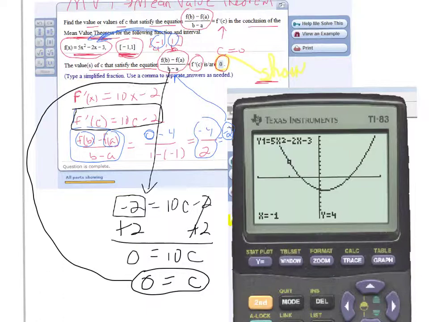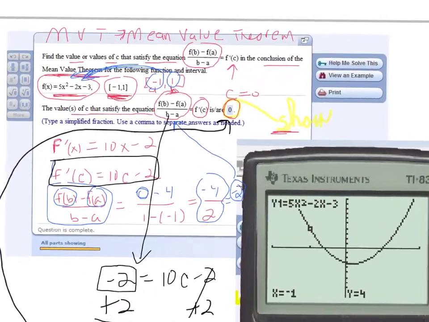Remember, I had typed that in. It said find values of c such that satisfy the equation. So fine, we found it. But now what does this mean visually? So after all that, notice I took a little snapshot of my graphing calculator here. So after all that, what does that mean?